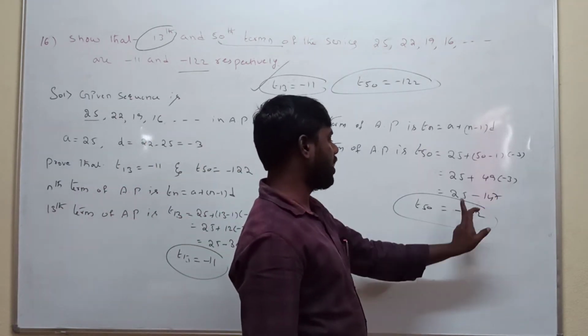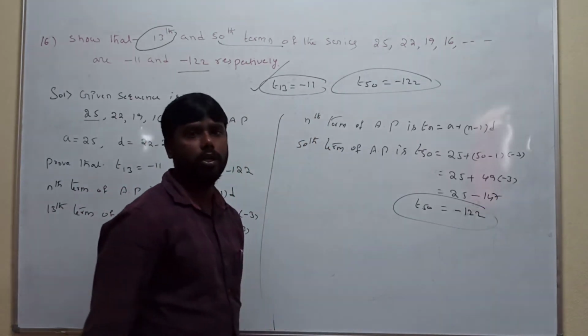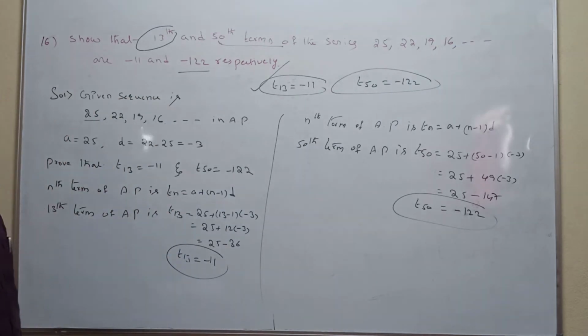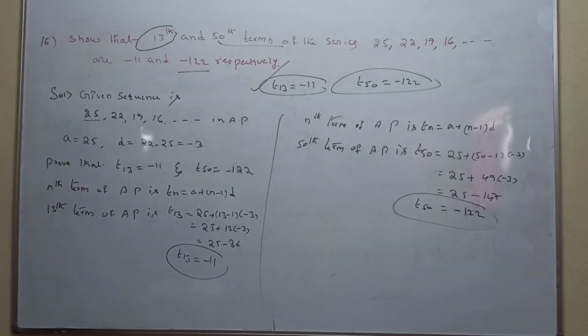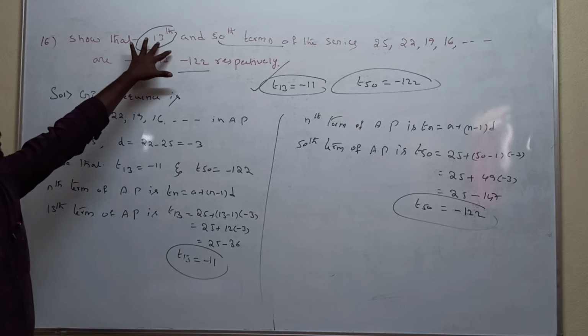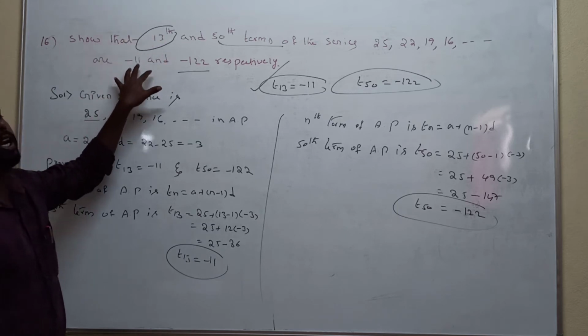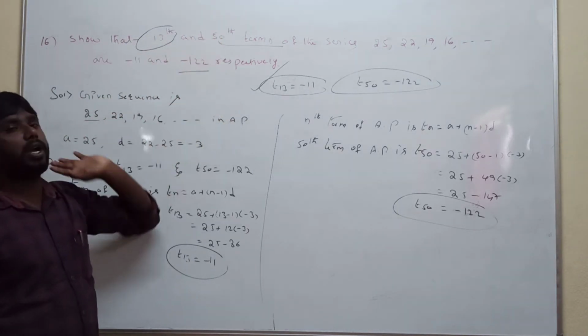25 minus 147 is minus 122. So it is clear? Did you understand? What is given? What we are proving? First of all, you should understand the question. The word is simple. Show that means prove: the 13th term, you have to prove that it is minus 7. The 15th term, you have to prove that it is minus 122.